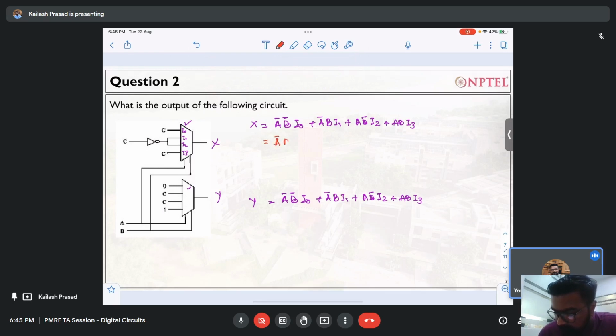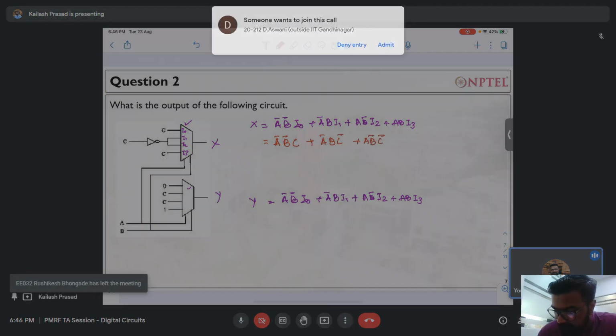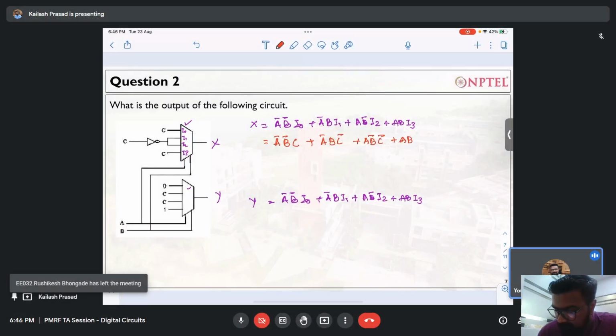A bar, B bar, C, plus A bar B C bar plus A B bar C bar plus A B C. Anybody know these four terms? What does it make?